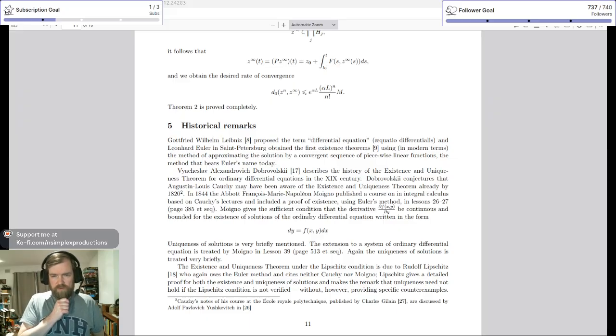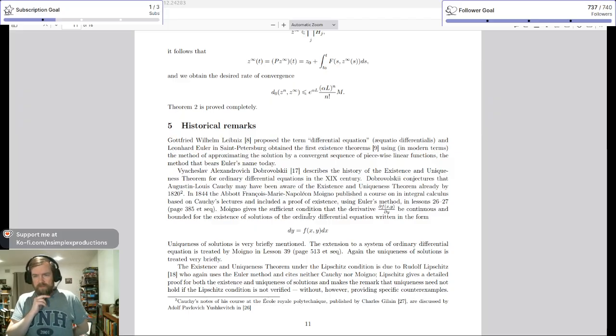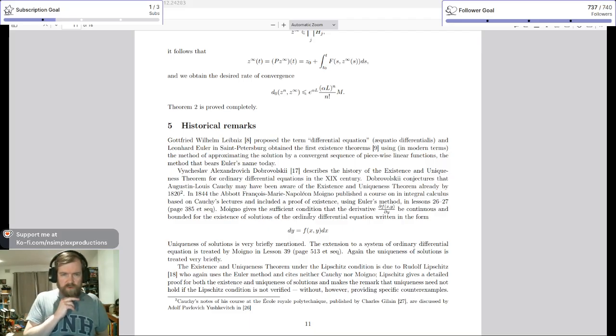Vyacheslav Alexandrovich Dobrovolsky describes the history of the existence and uniqueness theorem for ordinary differential equations in the 19th century. Dobrovolsky conjectures that Augustin Louis Cauchy may have been aware of the existence and uniqueness theorem already by 1820.